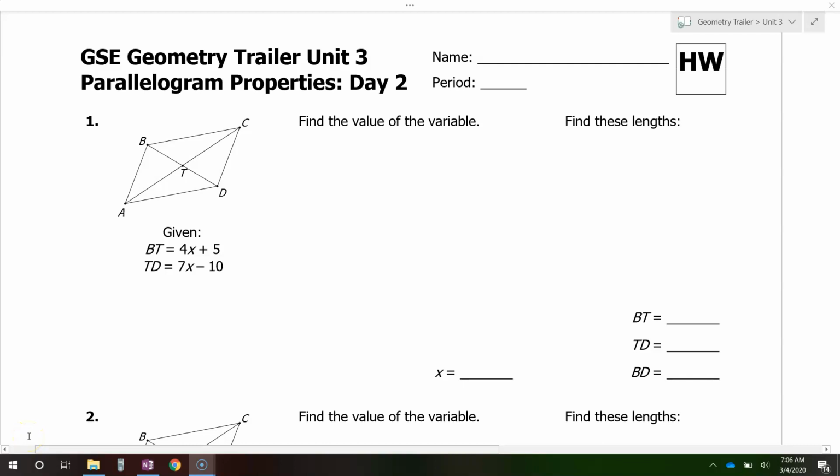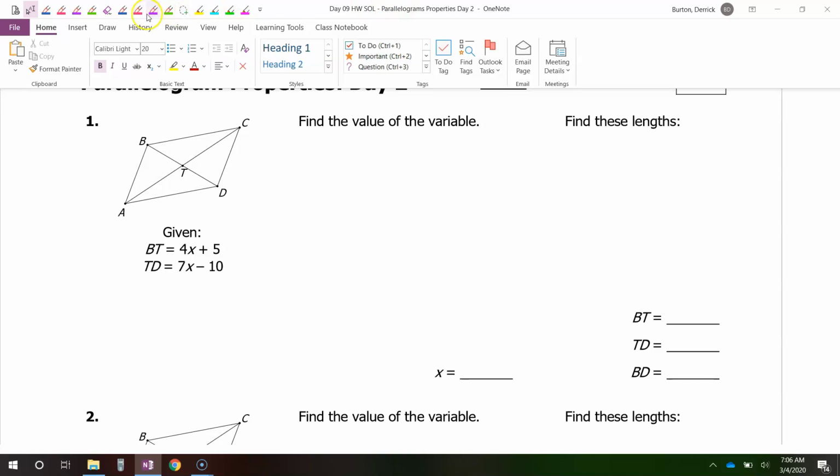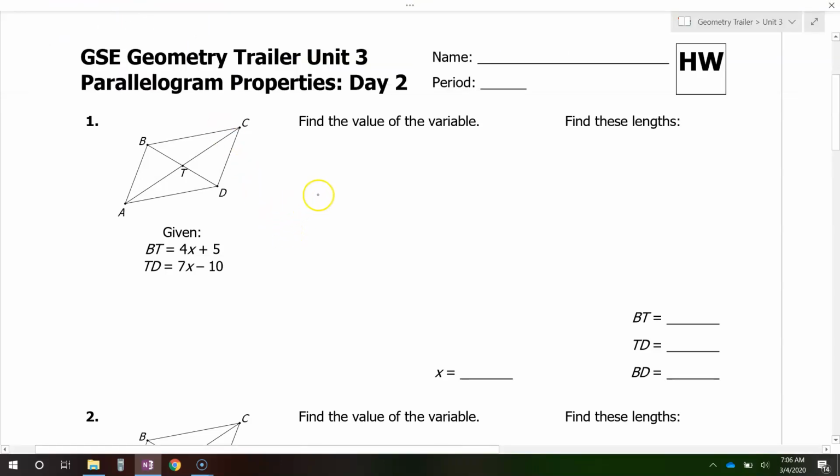In this video, I will show you how to use the properties of parallelograms to find unknown values. Now, in the previous video, we focused on the properties that the opposite sides of a parallelogram are congruent, opposite angles are congruent, and consecutive angles are supplementary. In this video, we're going to add a new property, and that is that the diagonals bisect each other. That means that the diagonals cut each other in half.